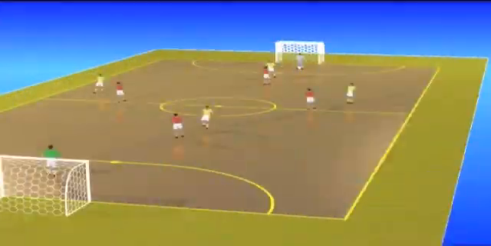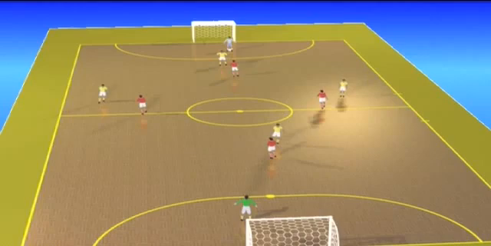Zone coverage 3-1. This is a coverage used for when the opponent is playing in a 3-1 offensive system. In this coverage, the fixed defender is in individual coverage of the pivot. The left wing covers the right wing. The right wing covers the left wing, and the pivot the fixed defender.